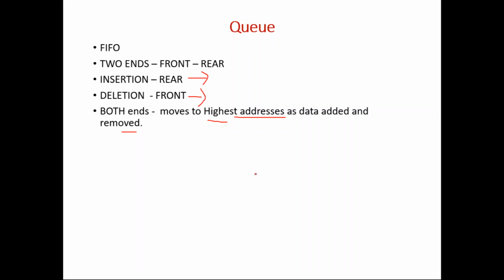Even in a circular queue implementation, if you recollect, initially what will front and rear be as per the data structure understanding? Initially rear and front will be 0. When you add something, rear will keep increasing. So that is what it means: both ends move to the highest address as data is added. Rear will keep increasing as you add data.